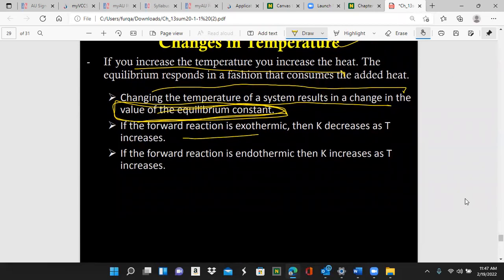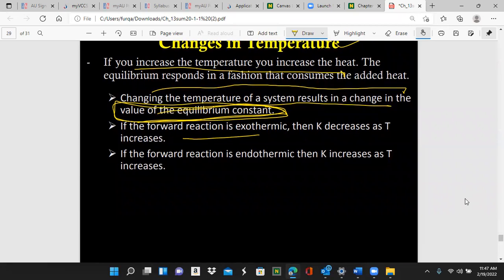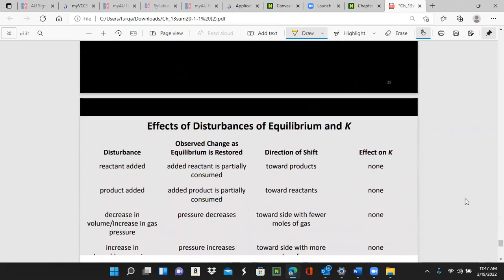If the forward reaction is exothermic, what does that mean? It's giving off heat. Heat is being released. Then K decreases as the temperature increases. But if the forward reaction gains heat, then K increases as the temperature increases, and K decreases as the temperature decreases.